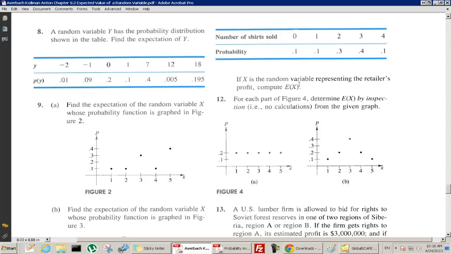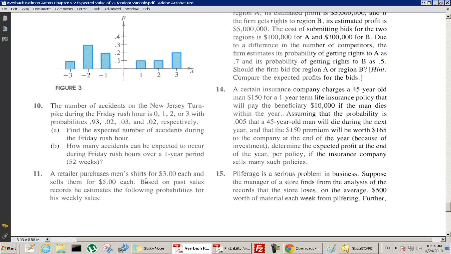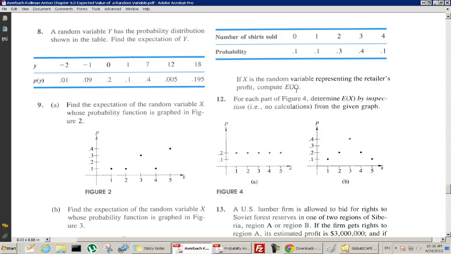So X is not the number of shirts, right? We could let X be the number of shirts sold and figure out the number of shirts we expect him to sell, and then we could still answer the question. If the expected value of the sales is 2 shirts, and the revenue is $5 and the cost is $3, so the profit is $2 per shirt, then if he's going to sell 2, of course the profit would be $4. But we could also do it the way they asked us to do it, which is if X is the random variable representing the retailer's profit.